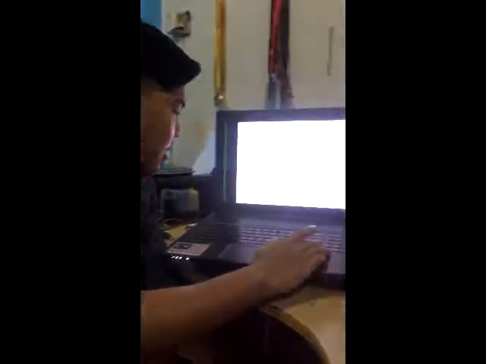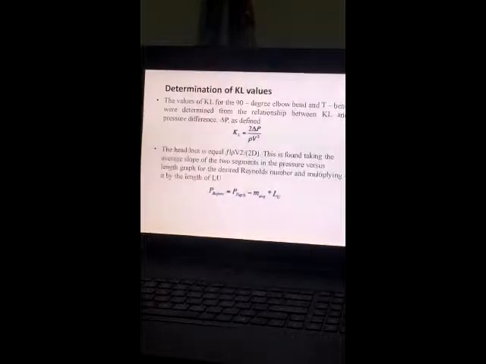This is to determine the KL value. So for the KL value you can get the formula, and then the last one is you can get the head loss if you use multiple Reynolds numbers.